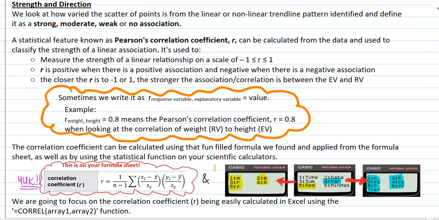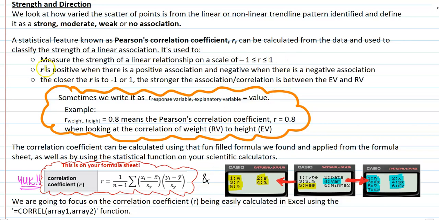Moving on to strength and direction, what we're looking at is how varied the scatter of your points is from the linear or non-linear trend line pattern you've identified. And we use the words strong, moderate, weak, or there's no apparent association. And we'll look at some examples of that shortly. Another statistical feature we can use is known as Pearson's correlation coefficient, or R value. And that can be a mathematical calculation we can use to classify the strength of a linear association.